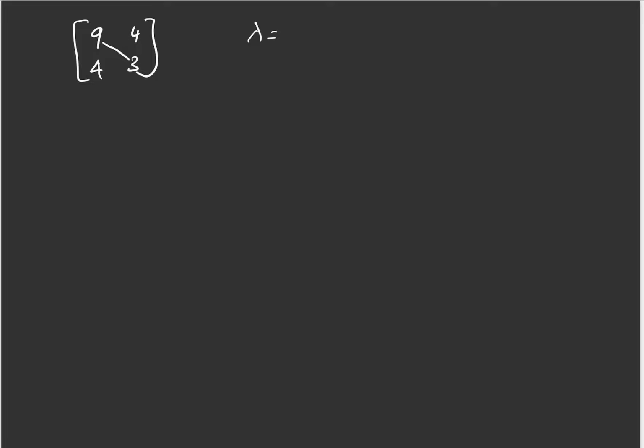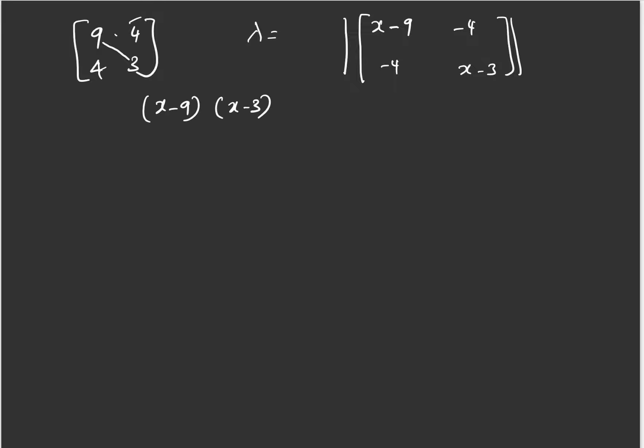Take our matrix and convert it into a polynomial matrix: x minus 9, x minus 3, and change the sign of the remaining numbers to minus 4 and minus 4. For this, calculate the determinant of the matrix. Then we can calculate the eigenvalue lambda: (x minus 9)(x minus 3) minus (minus 4)(minus 4).